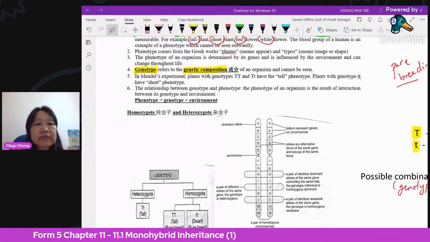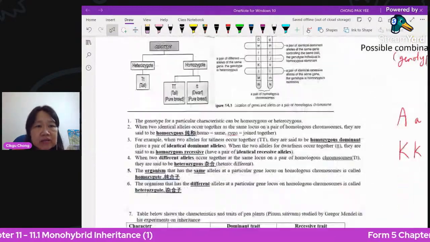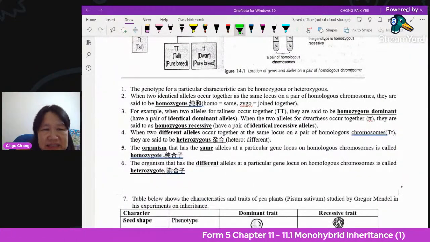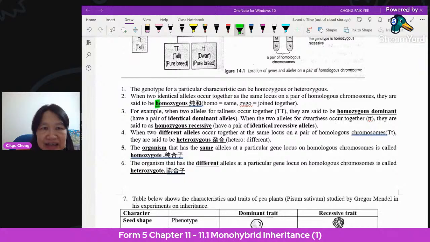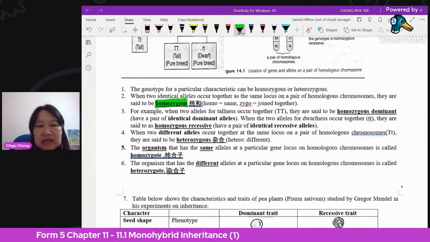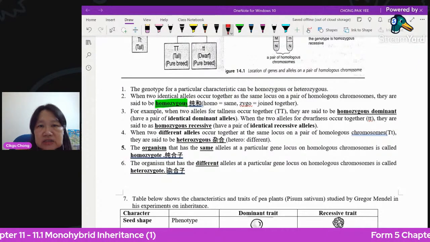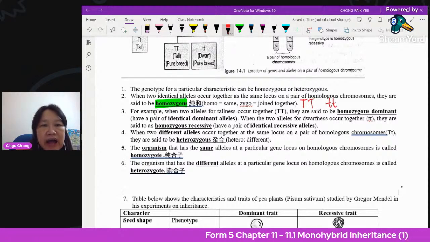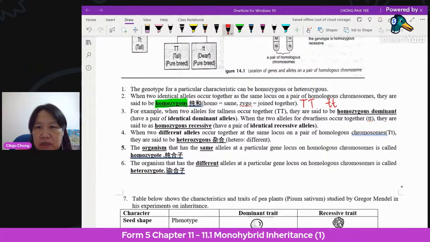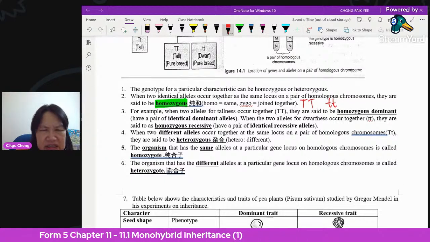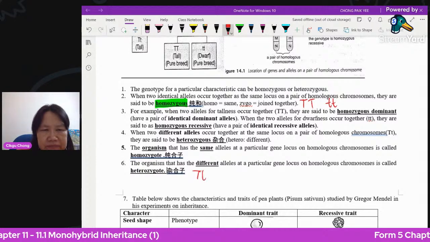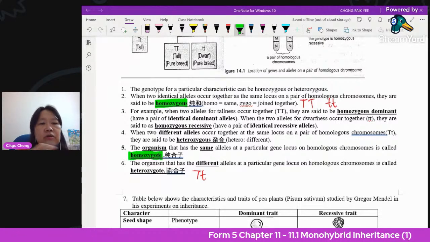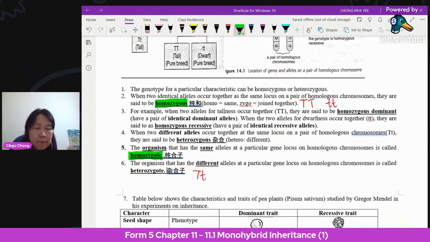So homozygote, heterozygote is referring to the organism. What's the difference between homozygous and homozygote? Homozygous means same. Like I said, homozygous is just TT, this one and this one. And then heterozygous is the one big, one small. What's the difference between homozygous and homozygote? Homozygote is referring to the organism.